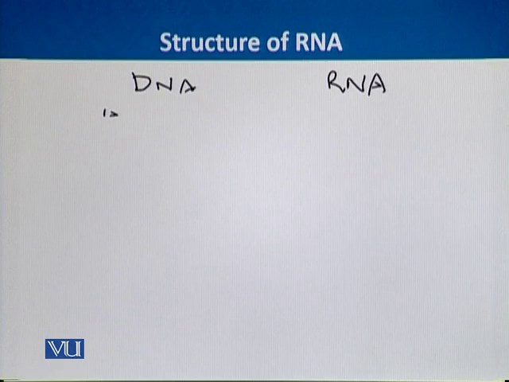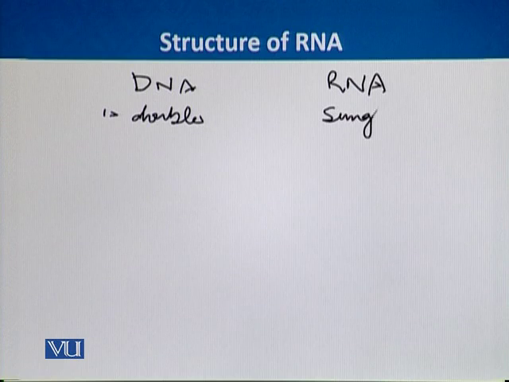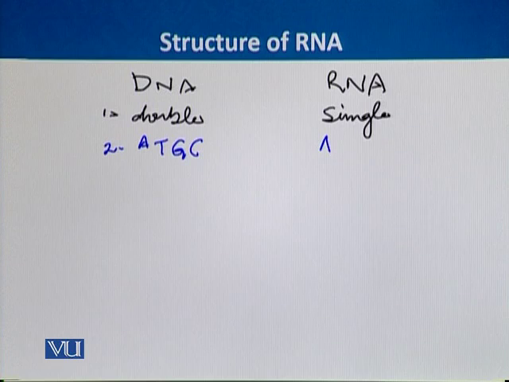As we have seen, DNA is a double-stranded molecule. On the other hand, RNA is a single-stranded molecule. The second difference is that DNA has 4 nucleotides: adenine, thymine, guanine, and cytosine. But RNA also has 4 nucleotides: it has adenine, but it doesn't have thymine, it has uracil, guanine, and cytosine.